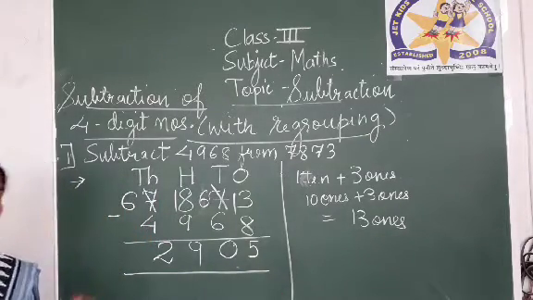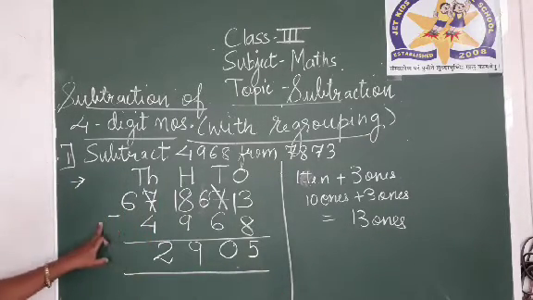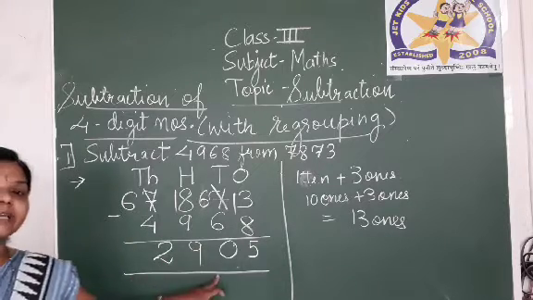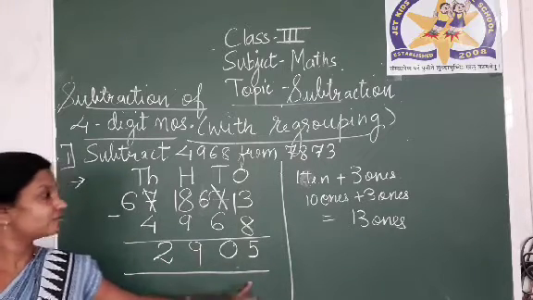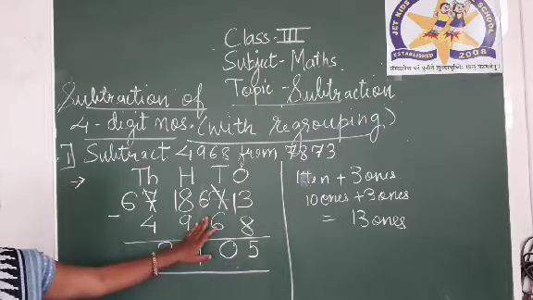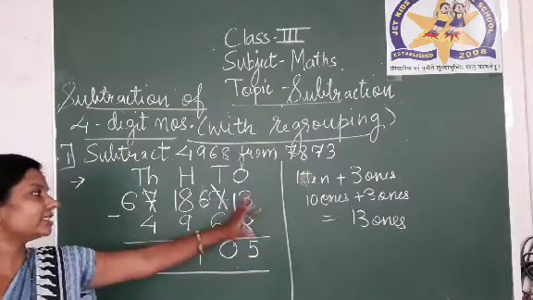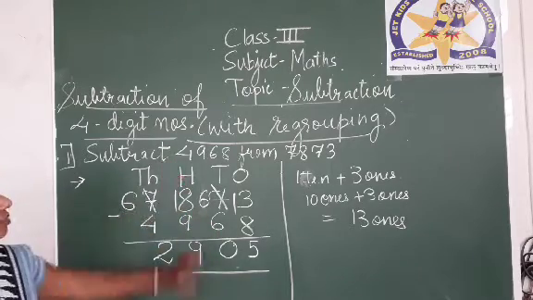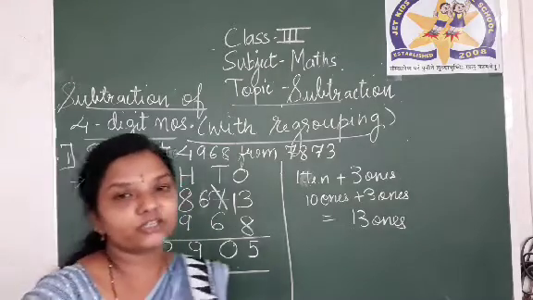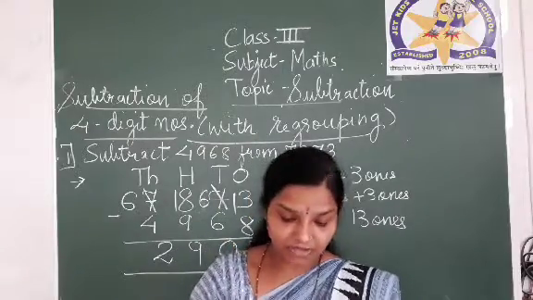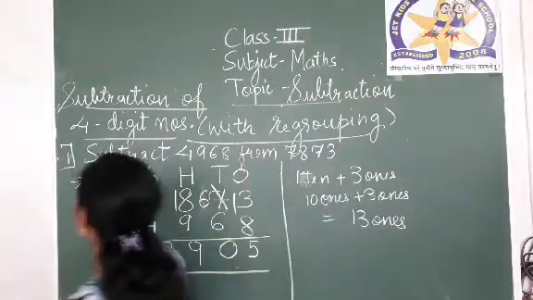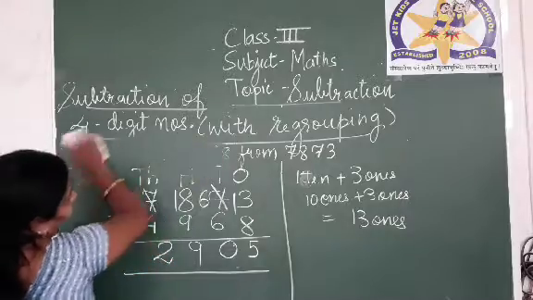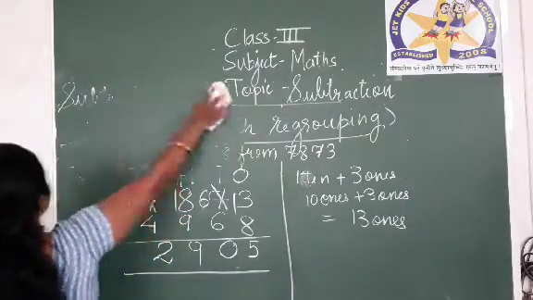So what is the answer that we got after subtracting both the numbers? It is 2,905. So in this example, we have regrouped the tens and ones, and again we have regrouped the thousands and hundreds. So in this way we can solve the subtraction of 4-digit numbers with regrouping and without regrouping. I hope you have understood this.